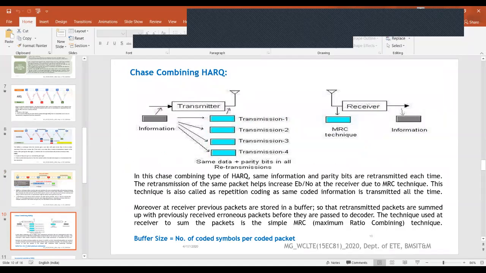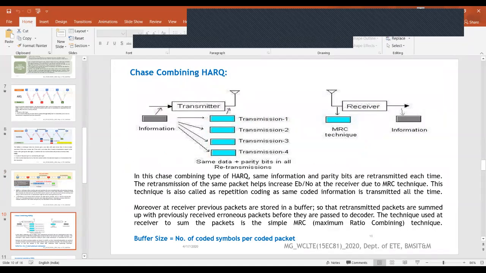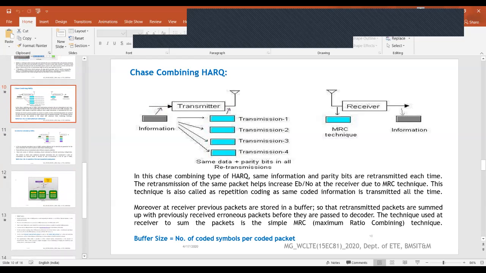As I said, at the transmitter side, it keeps transmitting the packets, right? And I said it uses the MRC technique, that is maximum ratio combining. Okay, information packet transmissions 1, 2, 3, 4, and so on, along with the parity bits, will be transmitted to the receiver. It uses the MRC technique to get back the original information. So that is what happens in chase combining.